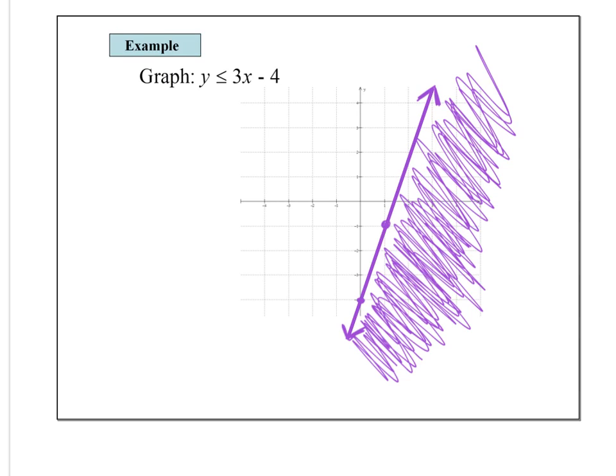So this is the solution that I came up with. I graphed down here at -4, and then I went up 3, right 1 to get my solid line, and I used solid because it was less than or equal to. I picked 2 test points, one from each side, and I saw that this side was less than that. So this is the side I graphed. So this is your equation, or this is your solution.